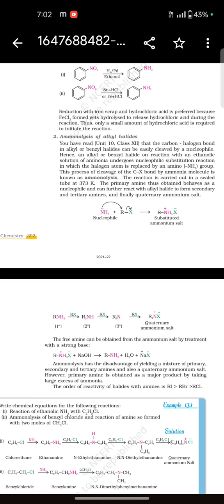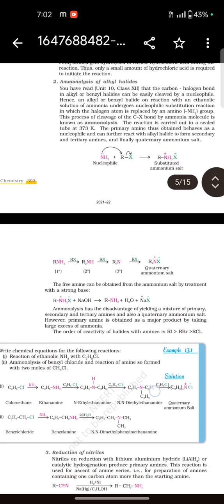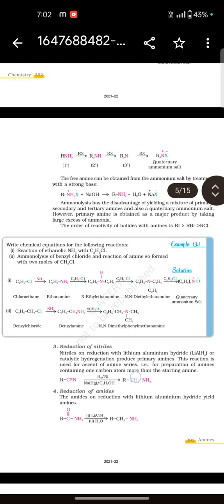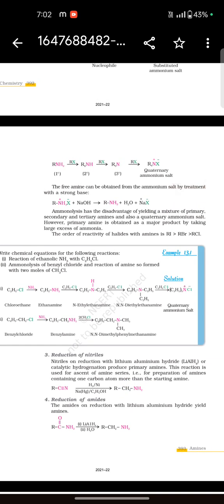The free amine can be obtained from the ammonium salt by treatment with a strong base. RNH3+X- reacts in presence of NaOH, which is a strong base, and gives RNH2 plus H2O plus Na+X-. Ammonolysis has the disadvantage of yielding a mixture of primary, secondary and tertiary amines and also a quaternary ammonium salt. However, primary amine is obtained as a major product by taking a large excess of ammonia. The order of reactivity of halides with amine is RI, RBr greater than RCl.